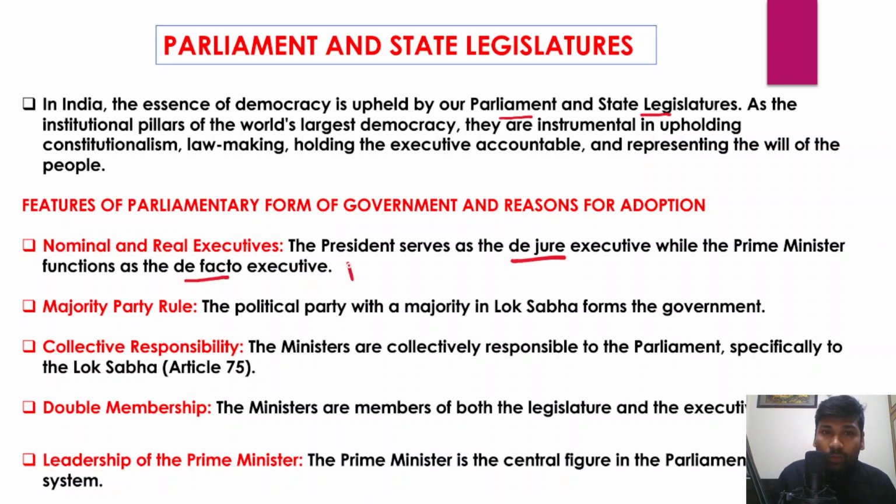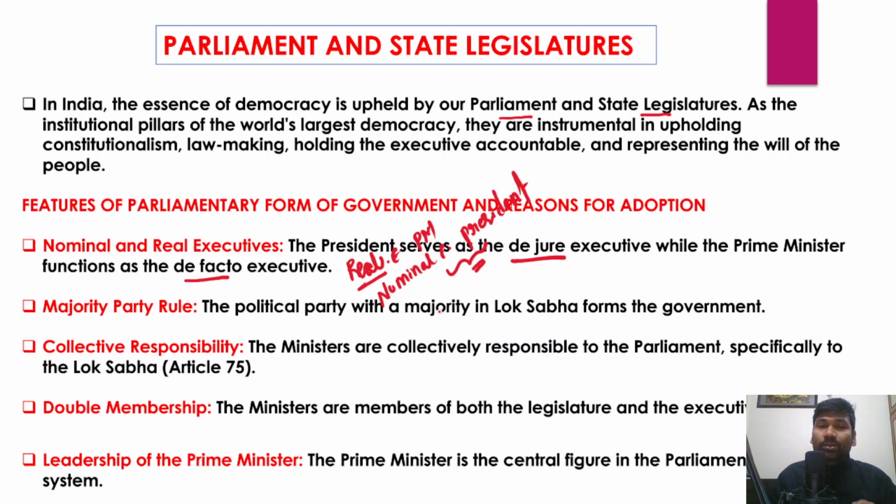In a parliamentary form of government, the real executive is the prime minister and the nominal executive is the president. So therefore, in a parliamentary form of government, there is both a nominal executive and a real executive.